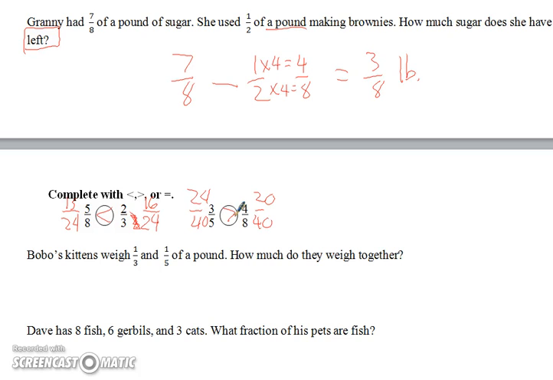Bobo's kittens weigh 1/3 and 1/5 of a pound. How much do they weigh together? Together tells me I'm going to add. So I have 1/3 plus 1/5. I need a common denominator, which is going to be 15. When I cross multiply butterfly, 1 times 5 is 5. 1 times 3 is 3. 5/15 plus 3/15 equals 8/15.